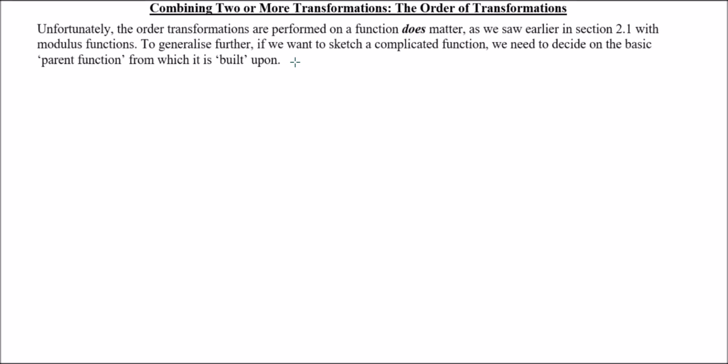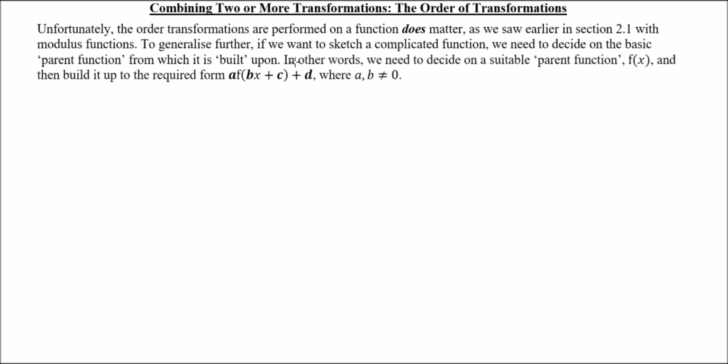Unfortunately, the order transformations are performed on a function does actually matter. We saw that in section 2.1 with a modulus. To generalize it further, if we want to sketch a complicated function, we need to decide on the basic parent function from which it is built up. In other words, we need to decide on a suitable parent function, call it f of x, and then build it up to the required form a f(bx + c) + d, where a, b, c and d represent parameters that have transformed f of x to something slightly different.